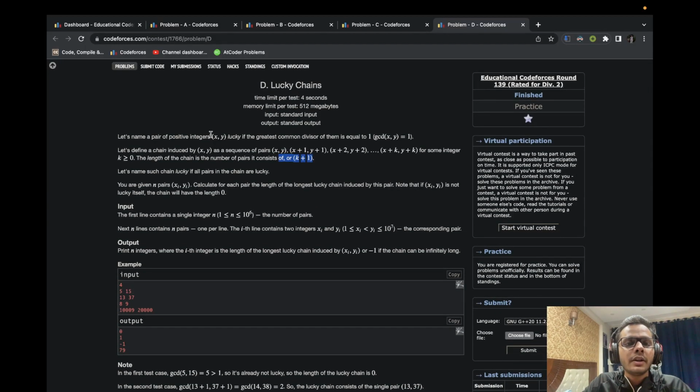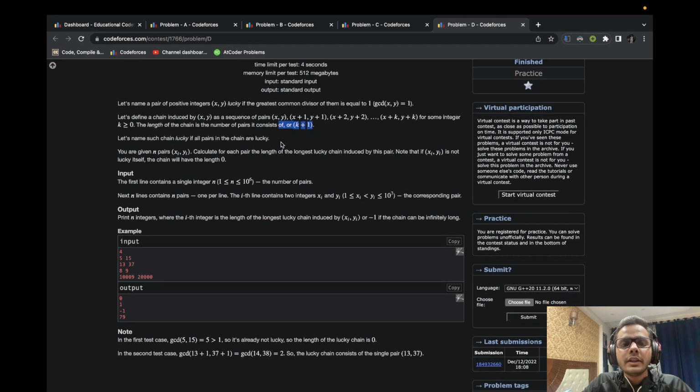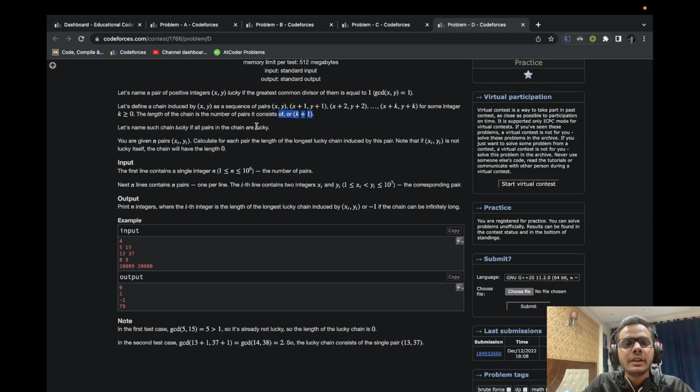Now a pair of positive integers is called lucky if their GCD is equal to 1, right? Now in this problem, we are defined a lucky chain. So a lucky chain is a chain such that all the pairs in the chain are lucky. That means all the pairs in the chain have GCD equal to 1 or are co-prime.